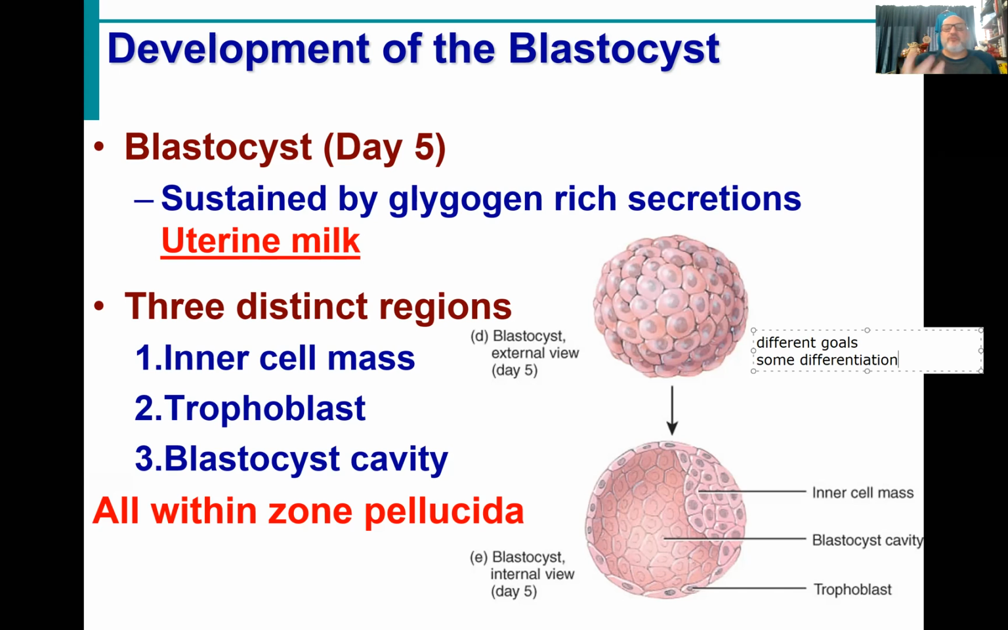Uterine milk is produced, remember, in our uterus, during that secretory phase, the post-ovulatory phase, when we have a massive glandularization, releasing a massive amount of glycogen-rich secretions. Those glycogen-rich secretions from the uterine glands are called uterine milk. It's not glue. It's not what's going to attach it to the wall. We'll see how that occurs in just a second. It's just sustaining it.